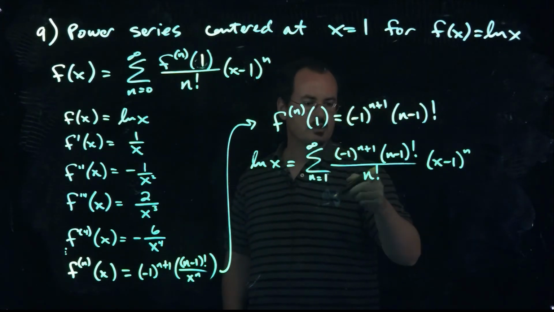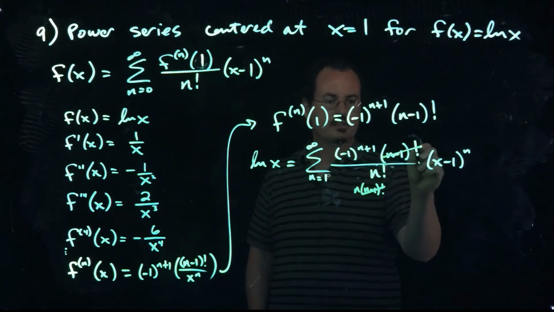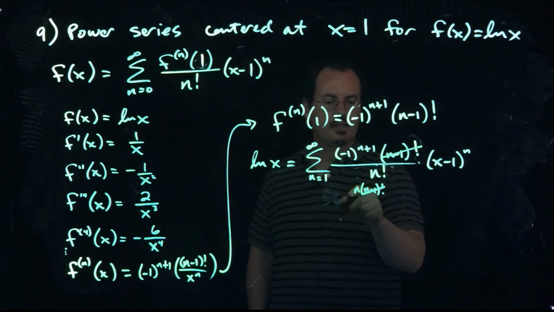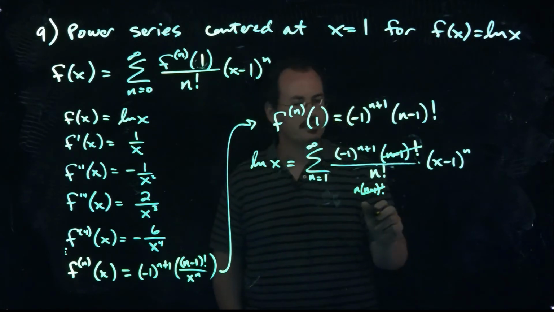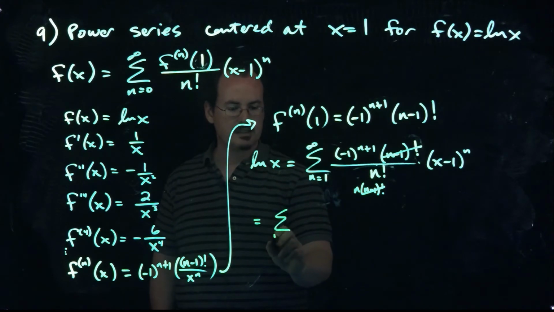N minus 1 factorial, this, I can write that denominator as n times n minus 1 factorial. So if I do that, n times n minus 1 factorial, that n minus 1 factorial cancels with that one. And so basically all I have left in the denominator is just an n. So my series is going to look like this.